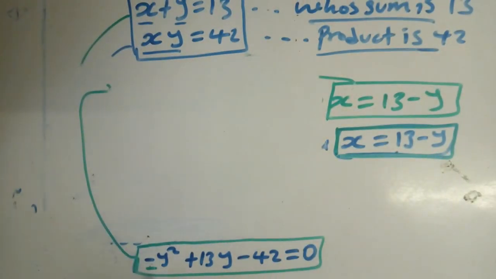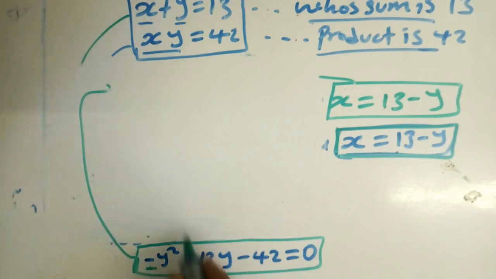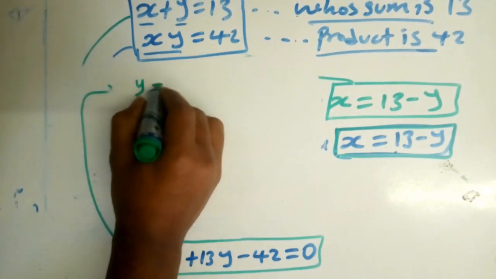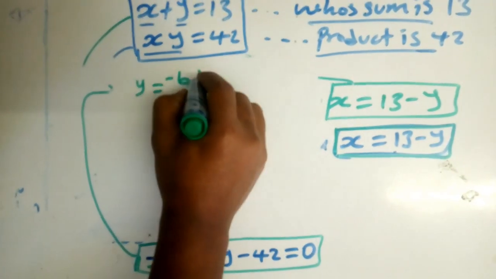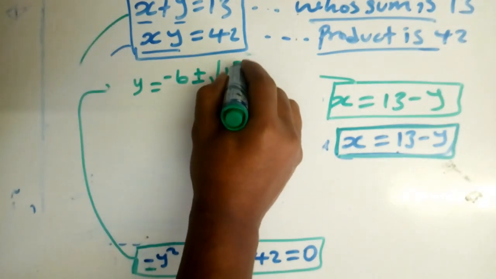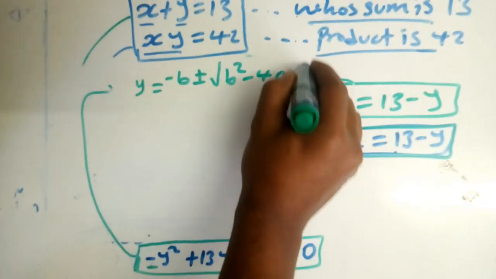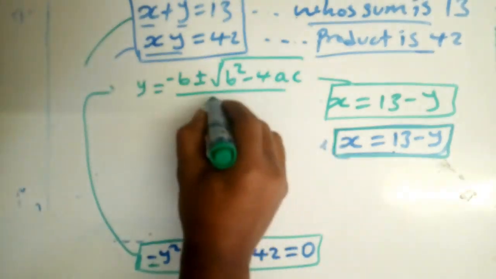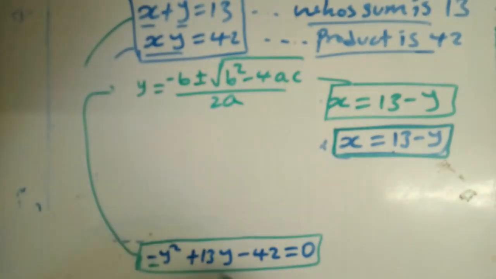Now let us solve the quadratic equation using the quadratic formula. Let us remember the formula. Y is equal to minus b plus or minus the square root of b square minus 4ac, over 2a.